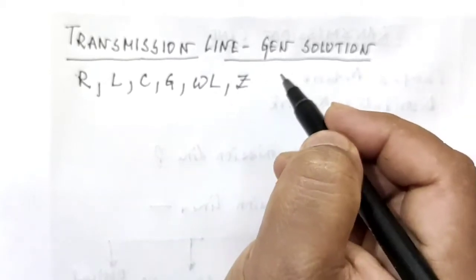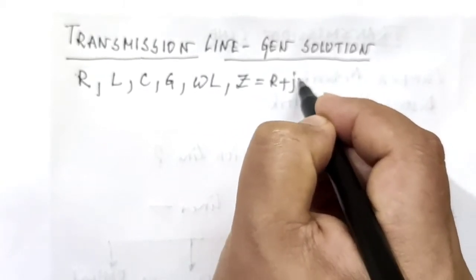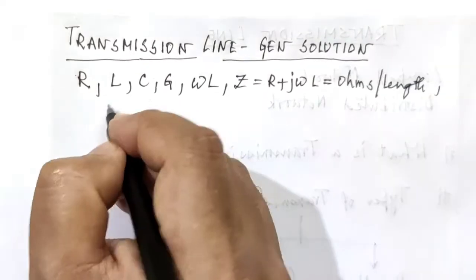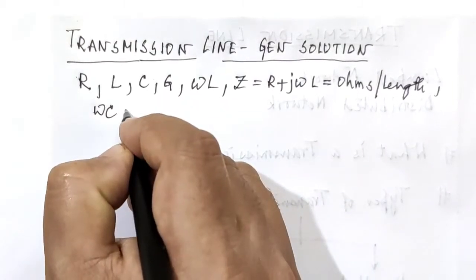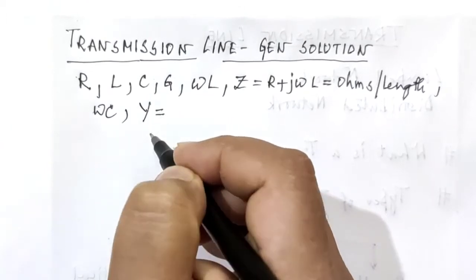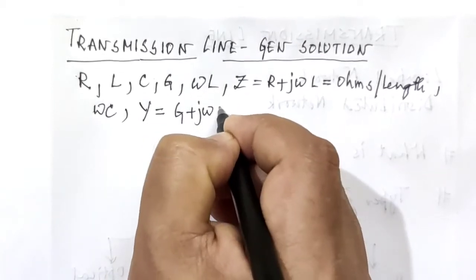Capital Z, which is equal to R plus j omega L, is the series impedance, and its unit is ohms per unit length of line. Omega C is the shunt susceptance, and its unit is mhos per unit length of line. Capital Y, which is defined as G plus j omega C, is the shunt admittance, and its unit is also mhos per unit length of line.